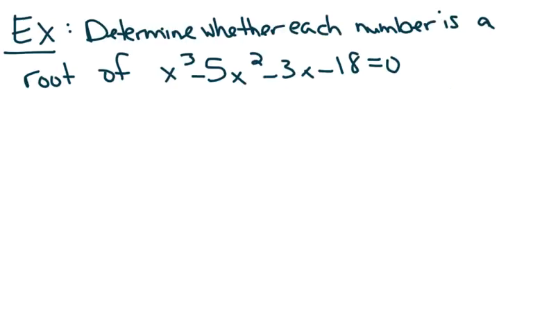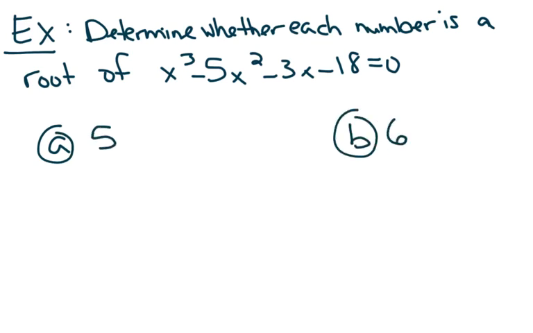In this next example, we want to determine whether each number is a root of the polynomial x cubed minus 5x squared minus 3x minus 18 equals 0. I forgot to write the 2 numbers. One of them is 5, and the other one is 6. A root is just a solution to a polynomial. It really is the same thing as a 0. So we sometimes use these 2 words interchangeably, a root or a 0.